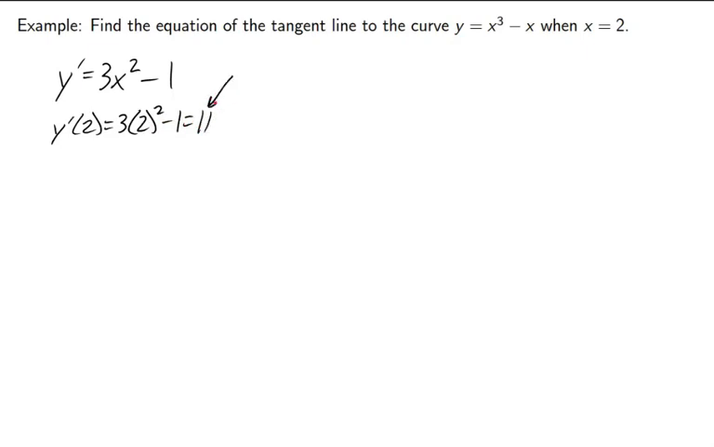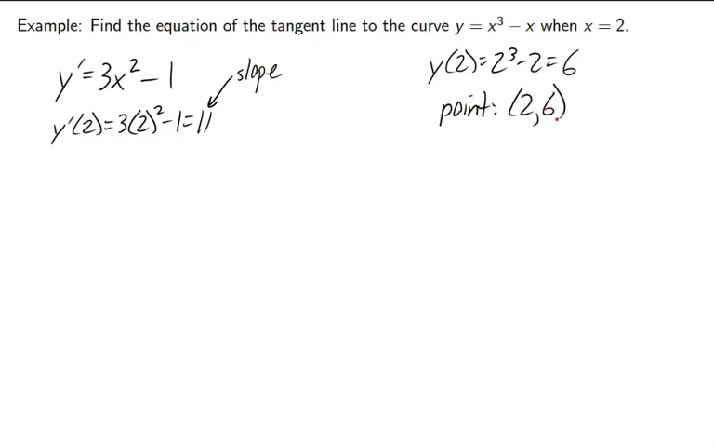That's the slope. Now we want to find the equation of the tangent line. How do we do this? Well, if you have a slope, you also need a point. I'm given the x-coordinate, but not the y-coordinate. Fortunately, it's easy to get the y-coordinate. Just plug 2 in right here. y at 2 is 2 cubed minus 2, which is 8 minus 2, that's 6. So we get the point 2, 6.